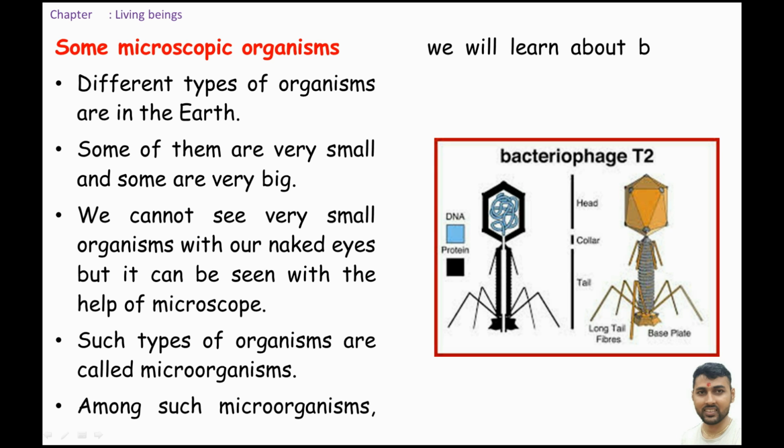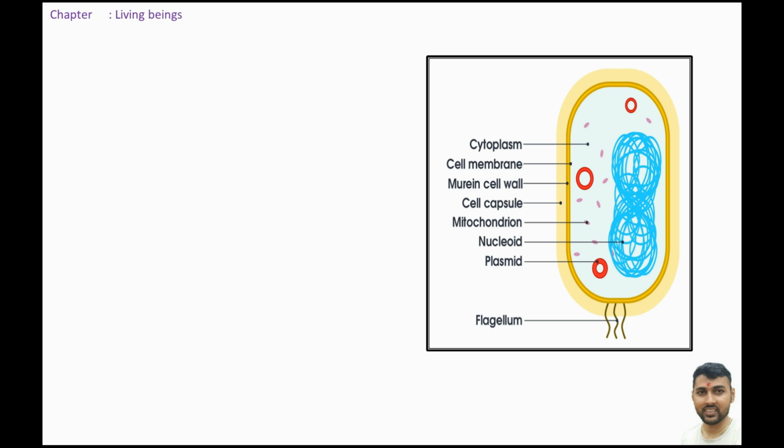Among such microorganisms, in this chapter we will learn about only three: bacteria, virus, and fungi. Some fungi are very small and some fungi are large. In this chapter we will discuss unicellular fungi as well as multicellular fungi, and their importance.